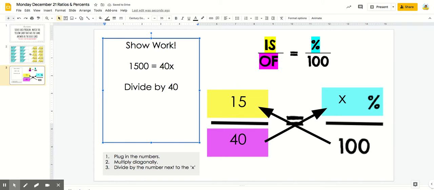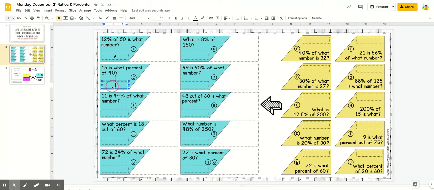1,500 divided by 40 is 37.5. 40 divided by 40 is 1. And I can just leave that as X. So my answer for number 2 would be 37.5.